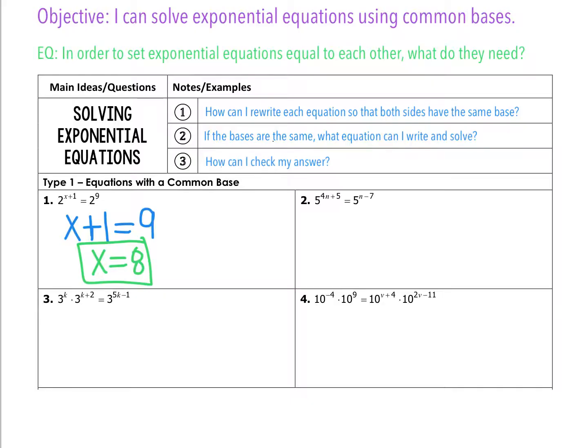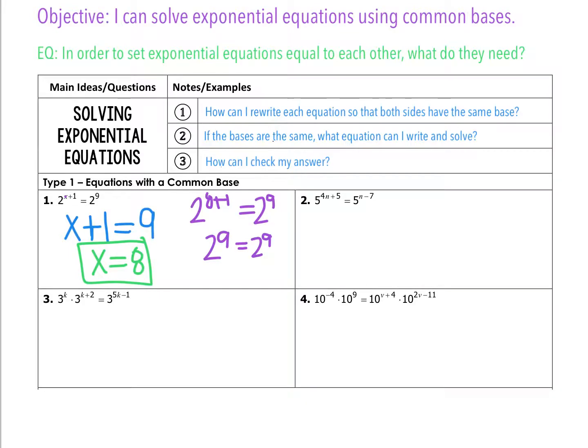And then my last question is, how can I check my answer? In this case, I can go back and plug in 8 for that x, and I can say 2 to the 8 plus 1 equals 2 to the 9th, which equals 2 to the 9th, and I know that's going to be true, so I've checked it.